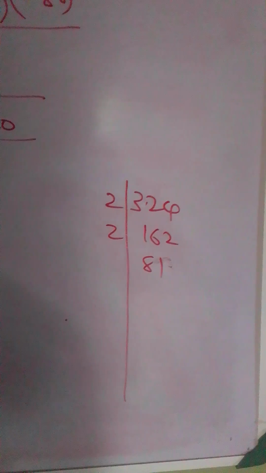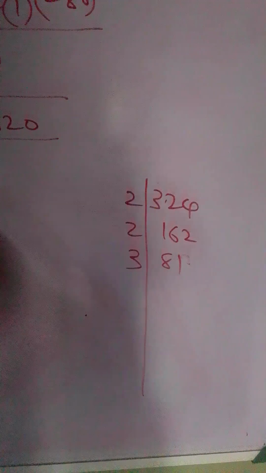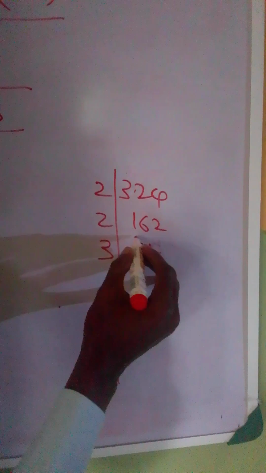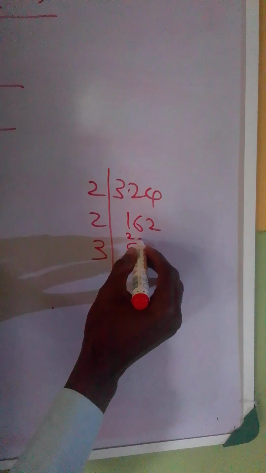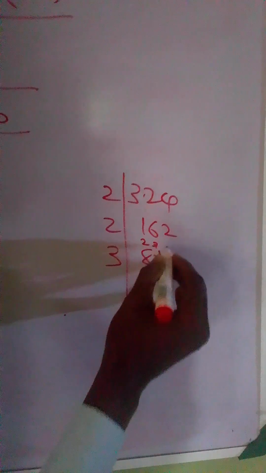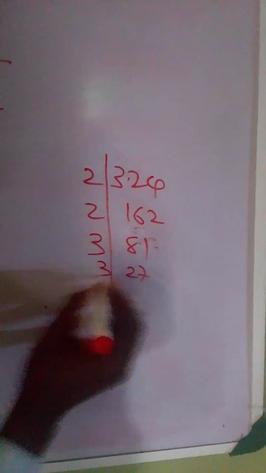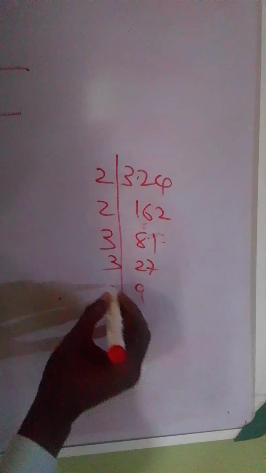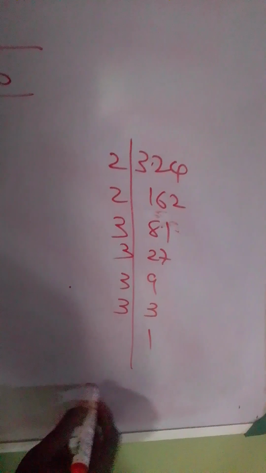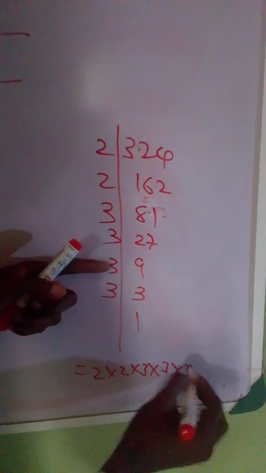81. Then what can divide 81? 3 divides 81. 3 divides 8 is 2, remainder 2. Bring the remainder 2 in front of 1, it becomes 21. 3 divides 21 is 7, so that is 27. Then 3 can divide again, 3 divides 27 is 9. 3 can divide again, 3 divides 9 is 3. 3 divides again, is 1. So we now have 2 times 2 times 3 times 3 times 3 times 3.